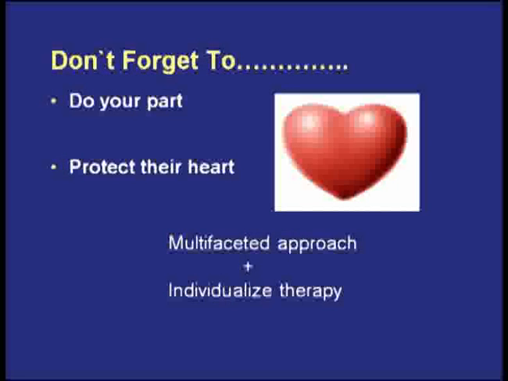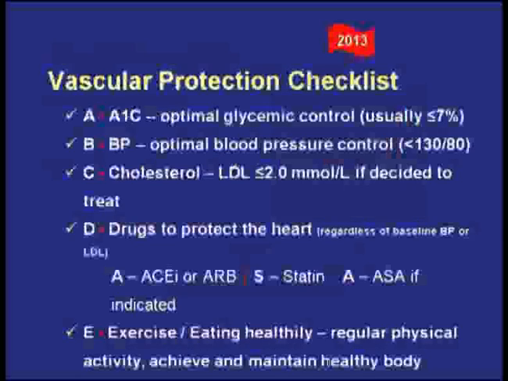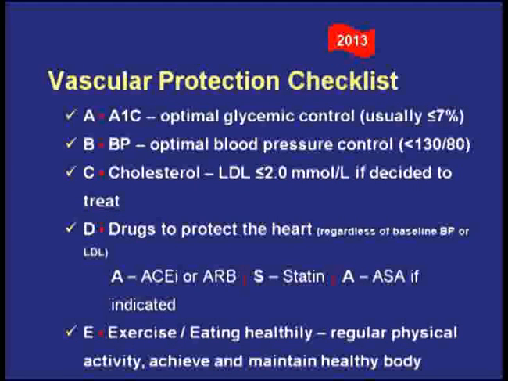So don't forget, do your part, protect your heart, and a multifaceted approach should be used when a hypertensive patient becomes diabetic, and we need to be very careful and individualize the therapy. So, the vascular protection checklist in a hypertensive patient who becomes diabetic: A1C, optimal glycemic control; BP, optimal blood pressure control; cholesterol, LDL has to be within limits, less than 100, and with cardiac disease less than 70; drugs to protect the heart, that is ACE, ARBs, statin, ASA if indicated; exercise, eating healthy, regular physical activity, achieving and maintaining a healthy body weight.